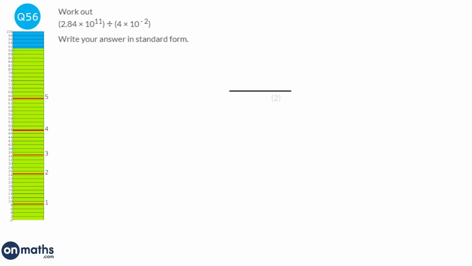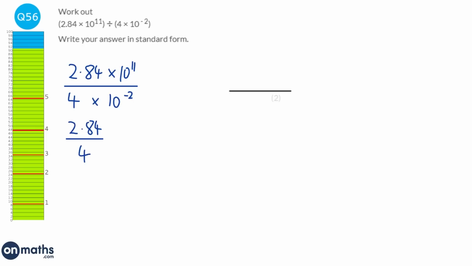So we can write this as a fraction, so it would be 2.84 times 10 to the power of 11 over 4 times 10 to the power of minus 2. What we can do is split this up into 2 fractions, so 2.84 over 4, times 10 to the power 11 over 10 to the power of minus 2.